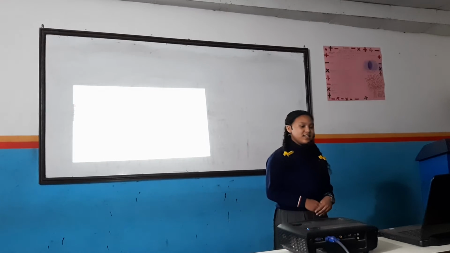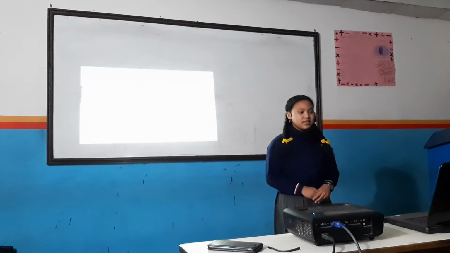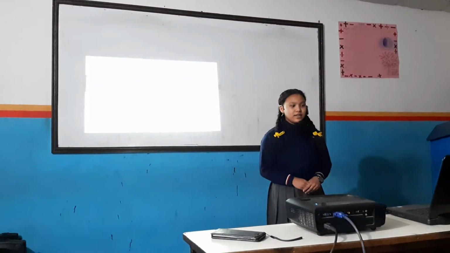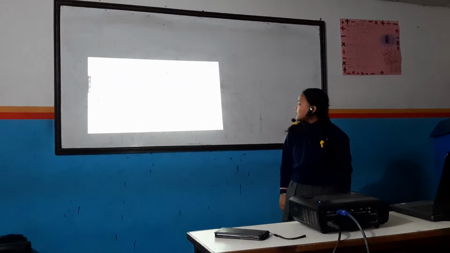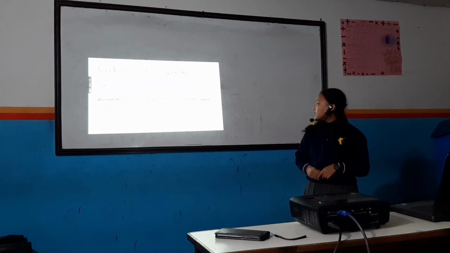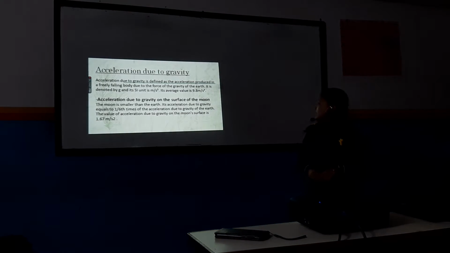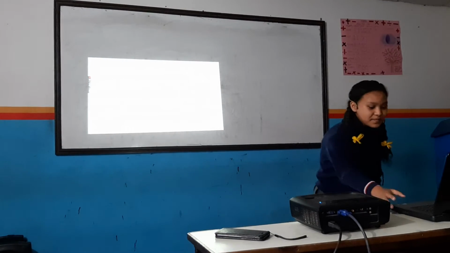Acceleration due to gravity on the surface of the moon. The moon is smaller than the earth. Its acceleration due to gravity is equal to 1/6 times the acceleration due to gravity of the earth. The value of acceleration due to gravity on the moon's surface is 1.67 meters per second square.